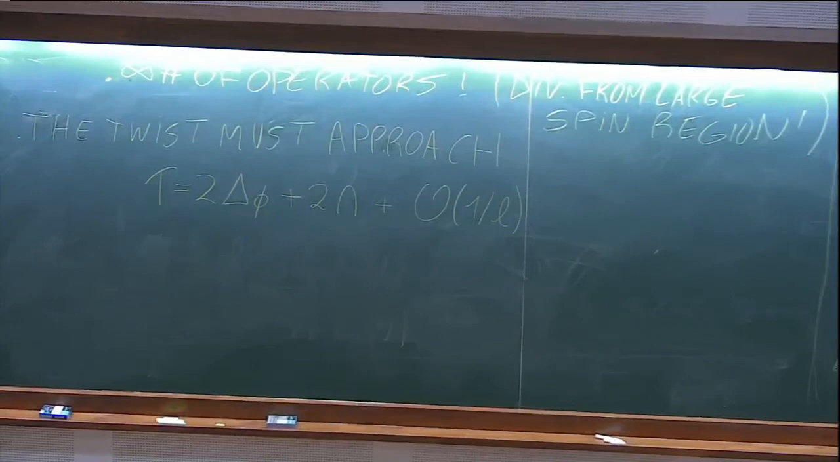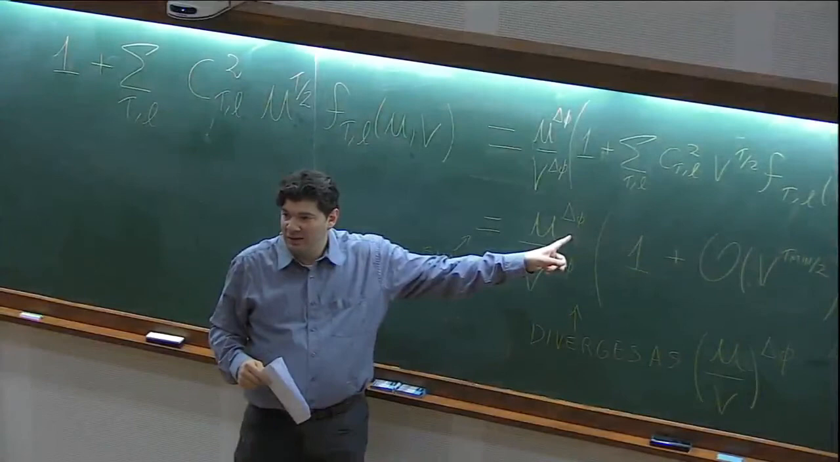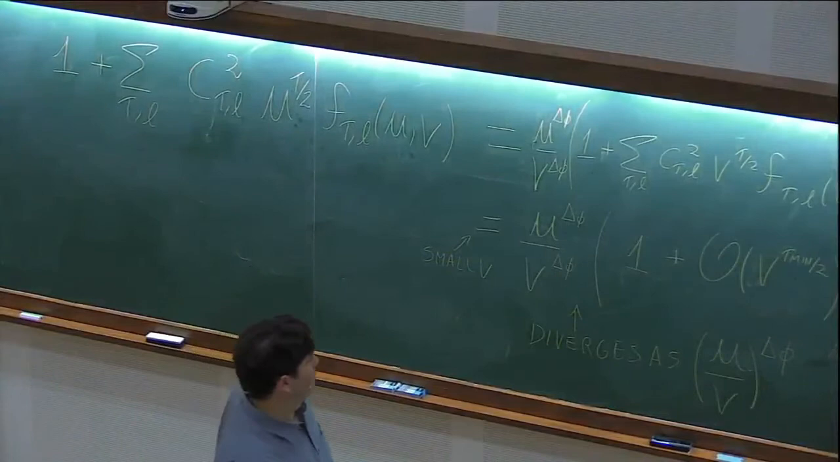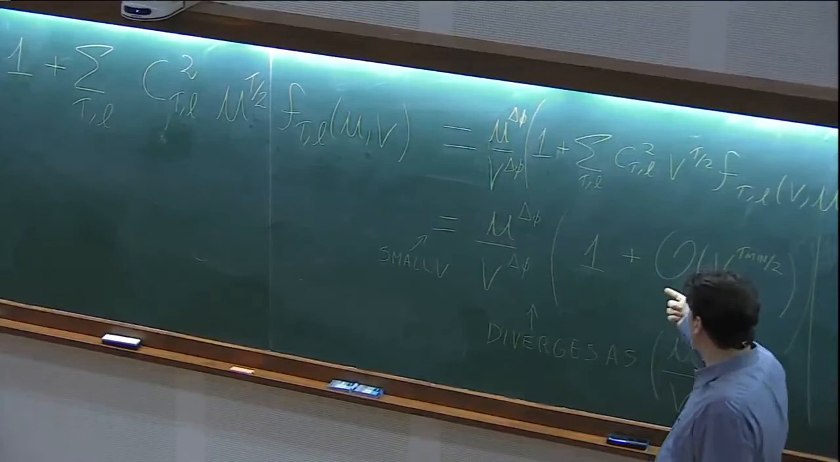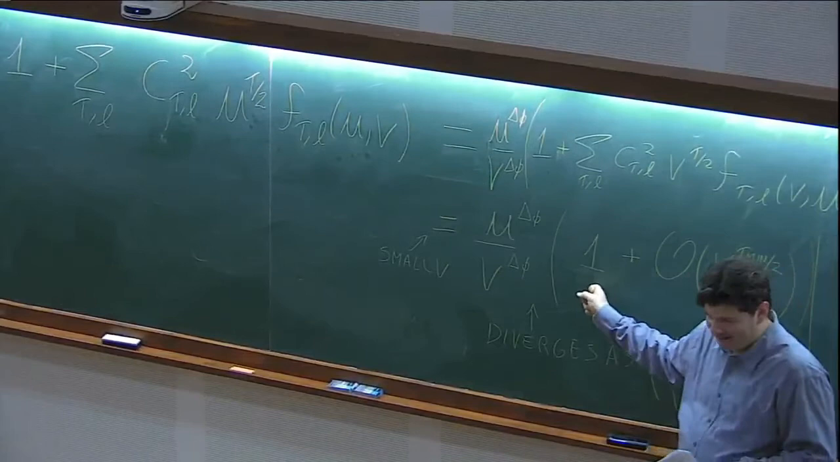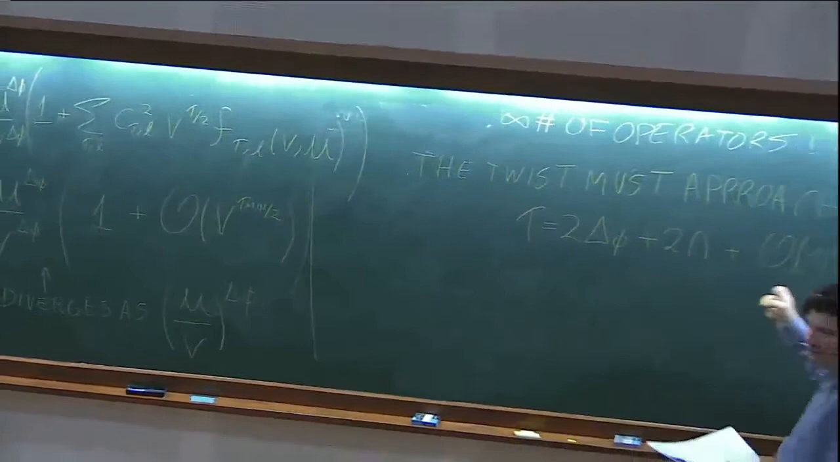We need to reproduce this divergence on the right-hand side, no matter what, right? And this divergence will be reproduced from a lot of operators with higher and higher spin, whose twist has to be 2 delta phi, just to match this right-hand side. So we are here, right? Of course, we can have other things. But the thing with the smallest v is this one. So this implies this. We will come back in the next lecture to these things.